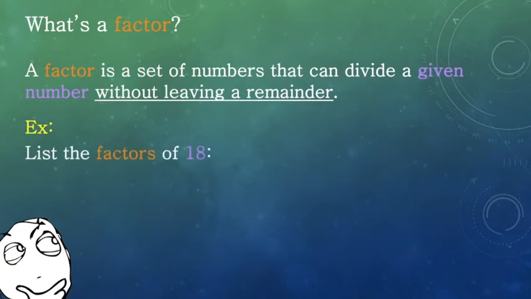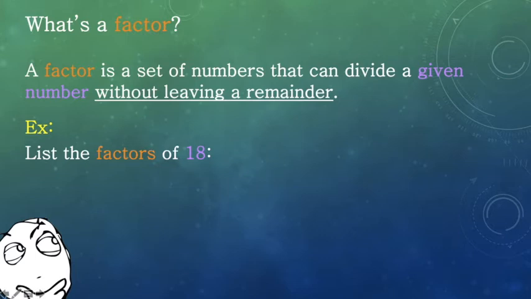So list the factors of 18. 18 being the given number, right? Now, we want the numbers that can divide this cleanly, meaning we are not left with a remainder. In other words, we're not left with a number that has a decimal or a fraction.